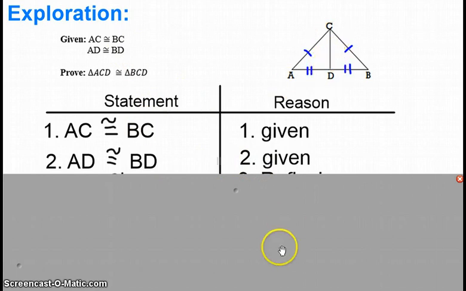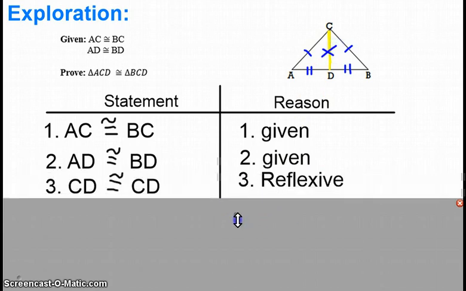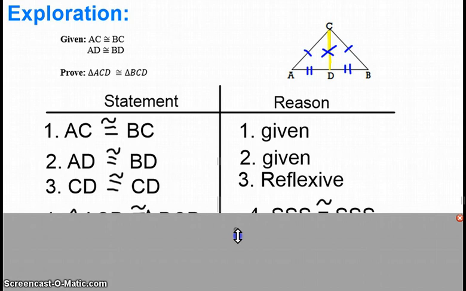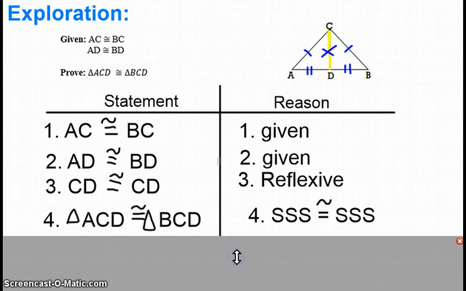If you notice right here, this side, CD, is being shared with both triangles. And if it's being shared with both triangles, we can state it is reflexive. So CD is congruent to CD. Therefore, triangle ACD is congruent to triangle BCD by side, side, side.